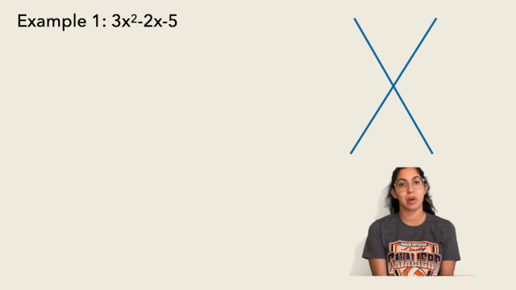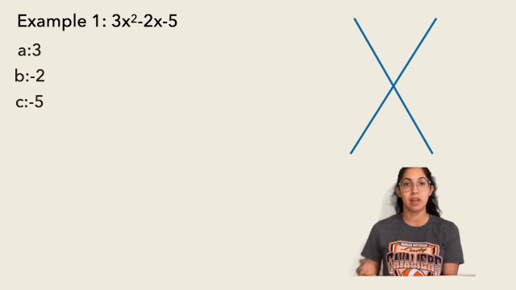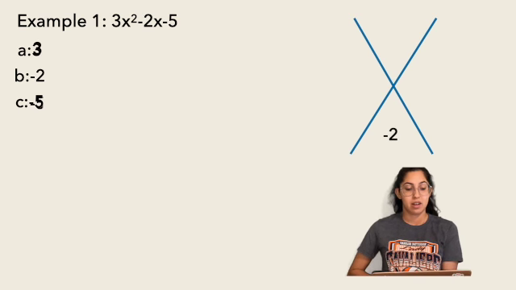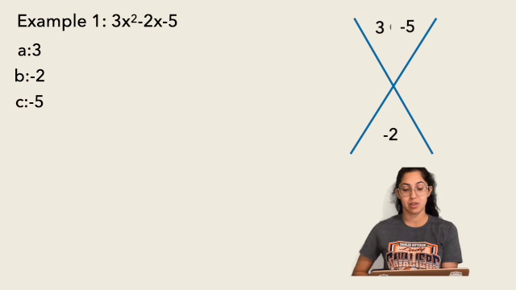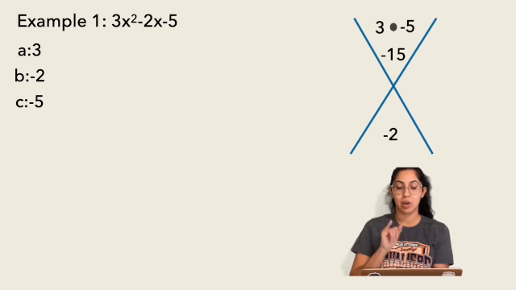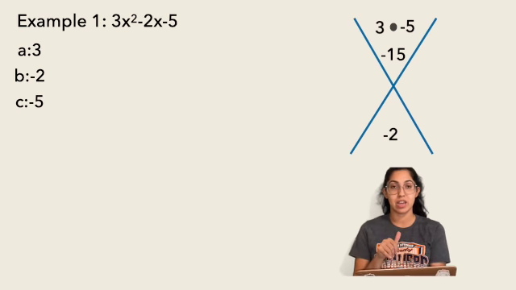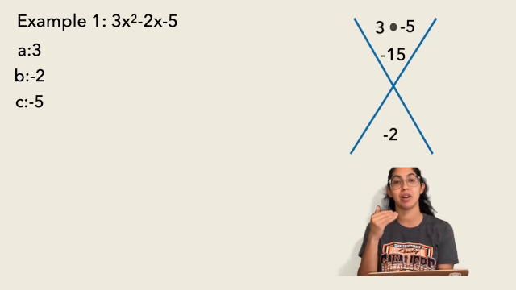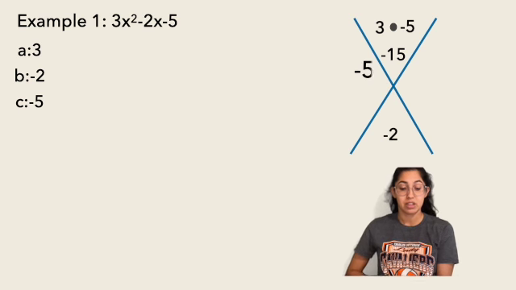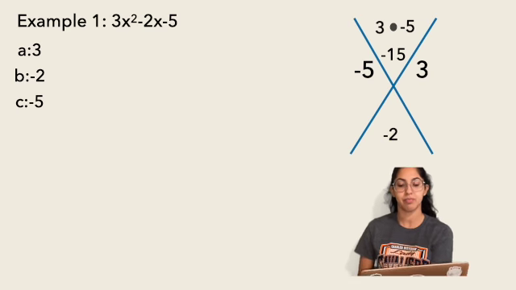Example 1. 3x squared minus 2x minus 5. First thing we're going to do, label A, B, and C. So 3, -2, and -5. -2 goes on bottom because it's B. And then A times C goes on top. So 3 times -5 is -15. For this one, it just so happened to work out that -5 and 3 are my factors that give me -15, but also add to give me -2. So sometimes it works out really nicely like that. The next one we're going to do, it won't work out like that.